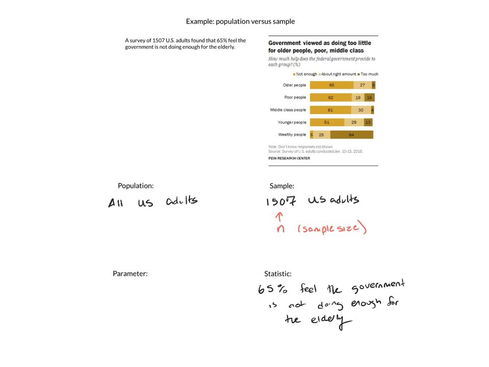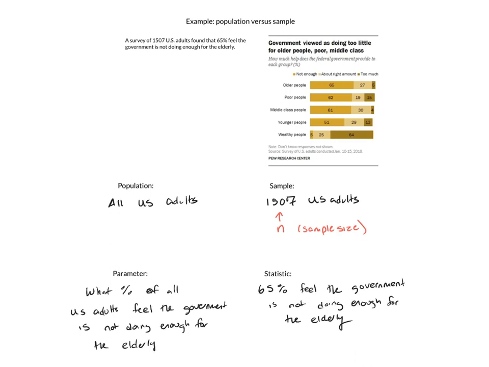Now, once again, that's our statistic because it comes from the 1,507. The parameter is what we're trying to figure out. Now, I found that 65% of those people feel the government is not doing enough for the elderly. What I'm trying to figure out is what percent of all U.S. adults feel that way. So my parameter here is what percent of all U.S. adults feel the government is not doing enough for the elderly.